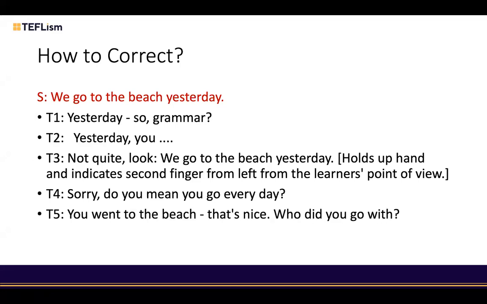And number 5 is reformulation. You went to the beach yesterday. You went, with a rising intonation, with an extra sentence stress on the word went. You went to the beach yesterday. That's nice. Who did you go with? So these are the 5 techniques. Of course, if it is a fluency activity, we can just take a note and correct it on the board with the students later on. So how many techniques?